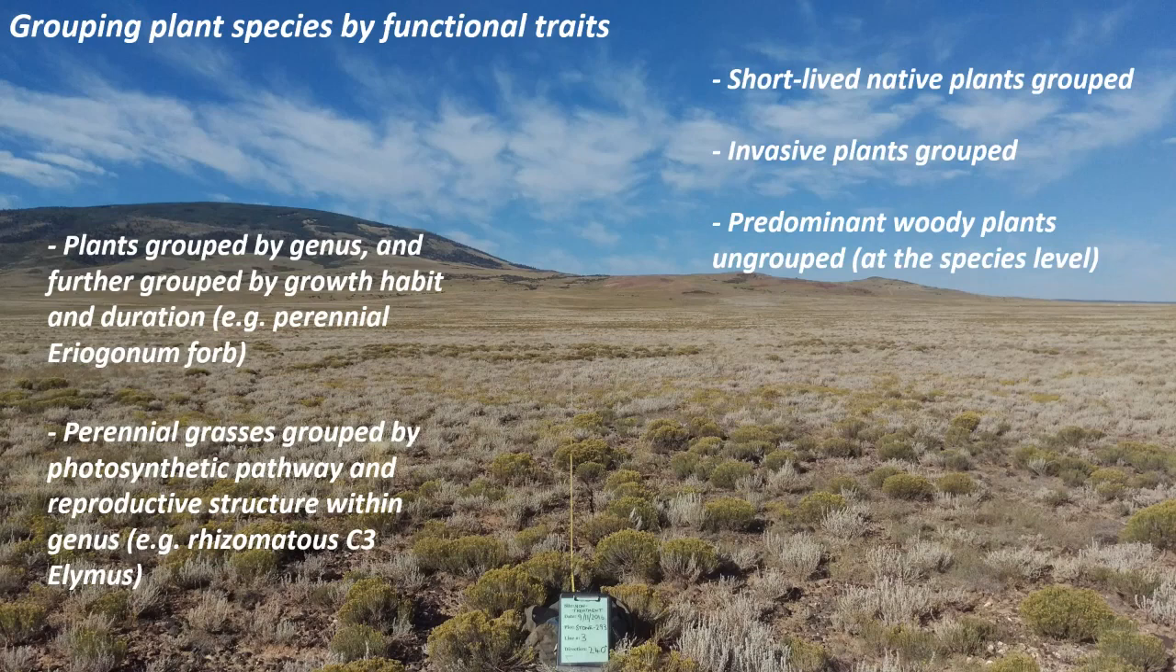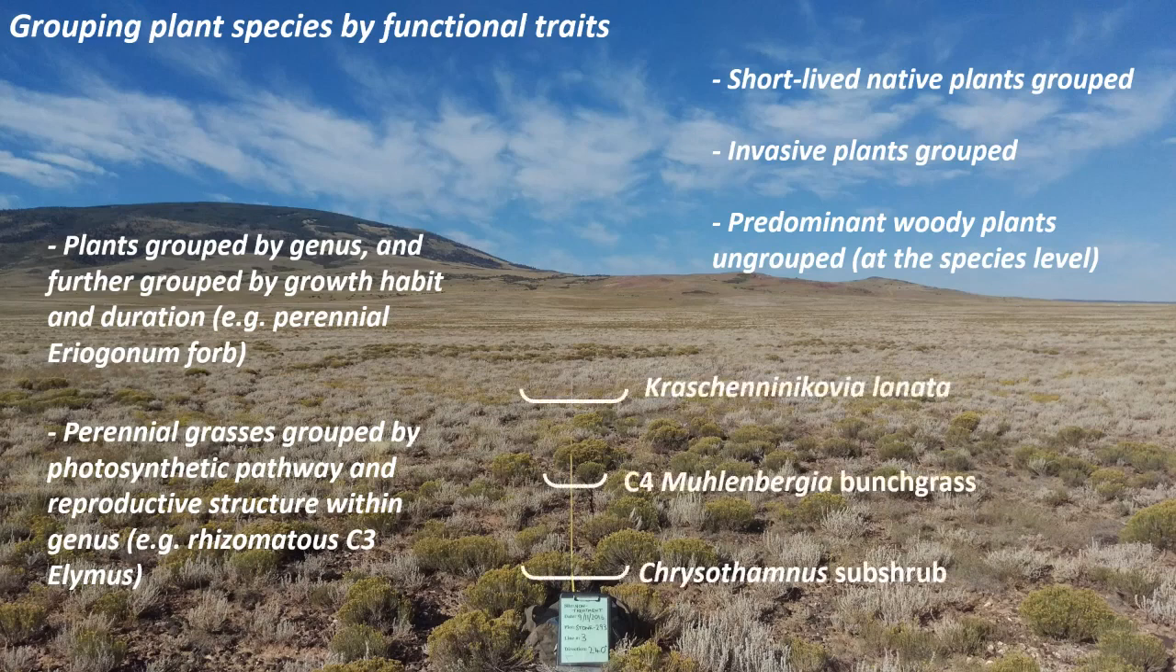And I should mention short-lived native plants, so annuals and biannuals, were grouped together. Invasive plants were grouped, and very dominant woody species were left ungrouped as their own species. This was to capture some hypothesized climatic gradients that we thought these plants in particular might be able to represent. So this schema reduced over 300 species to 97 groups.